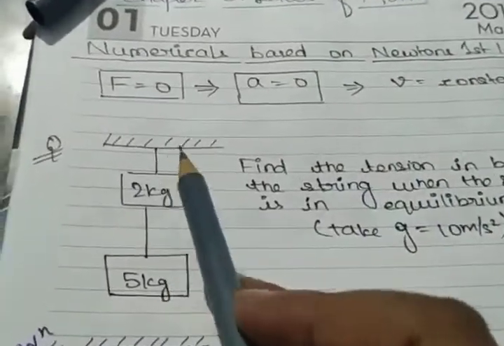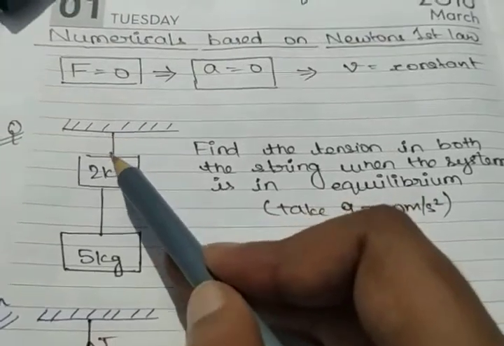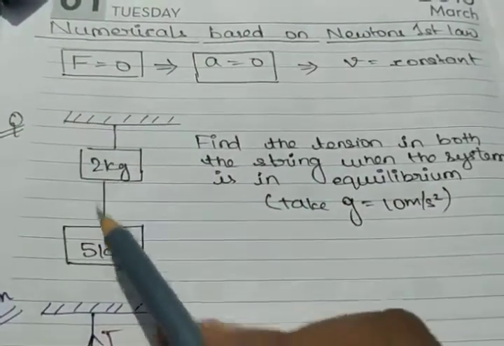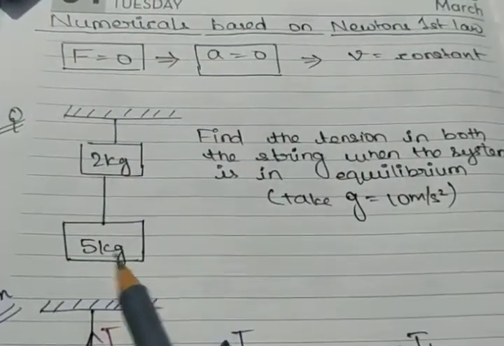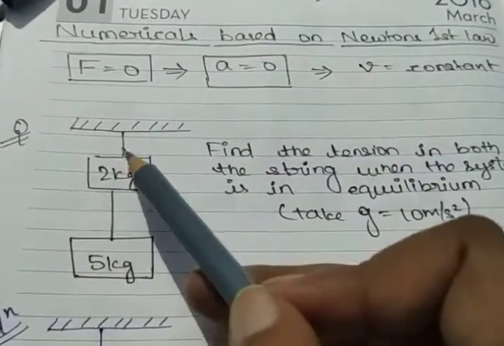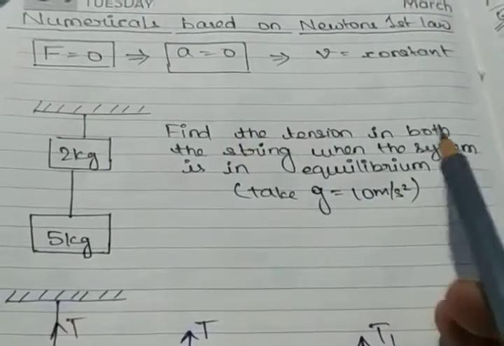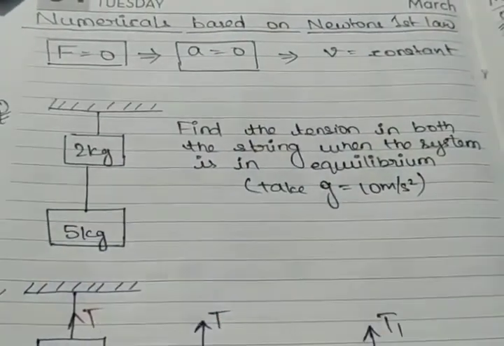Now in the question it is asked that there are two blocks tied with two strings. The first one is from the roof and the second one is in between these two blocks. Now it is hanged. When it is hanged, there will be some tensions created in these strings. Find the tension in both the strings. We have to find the tension.